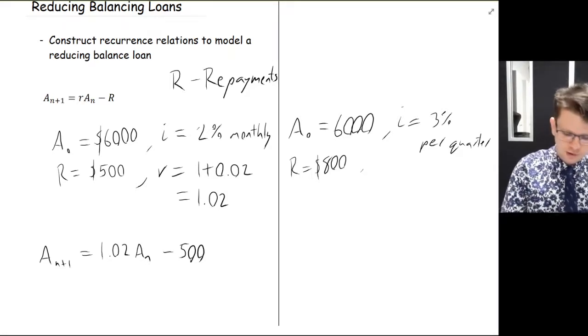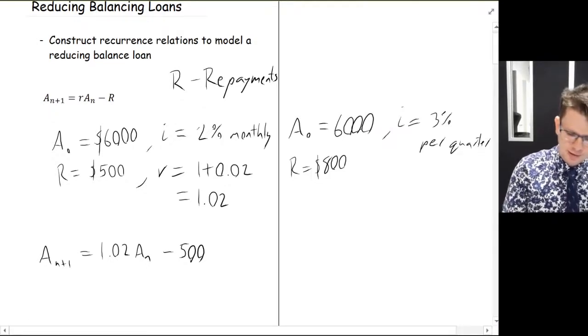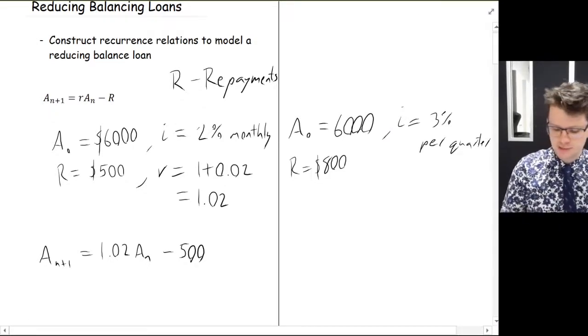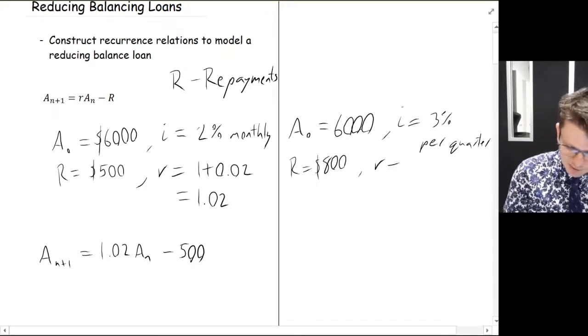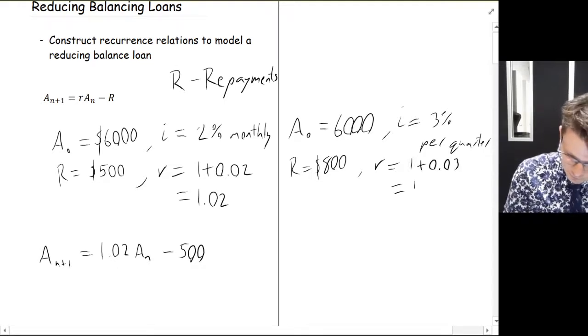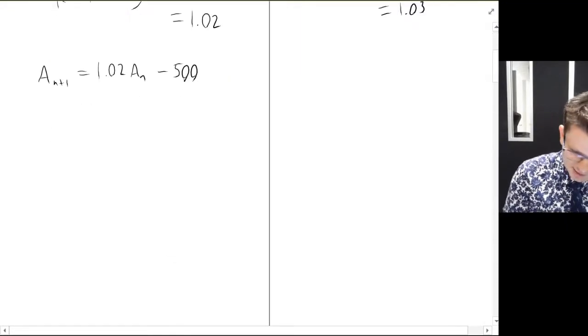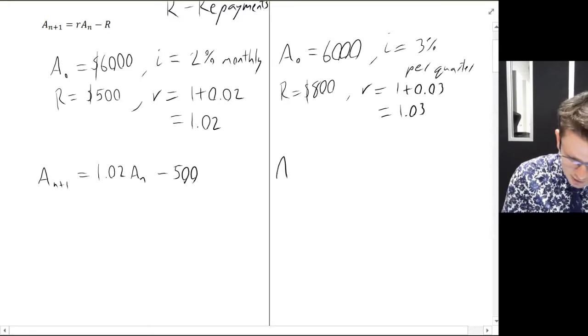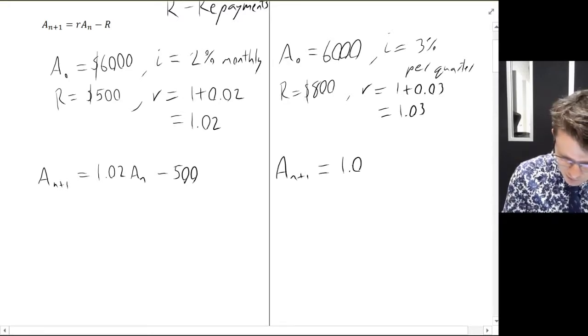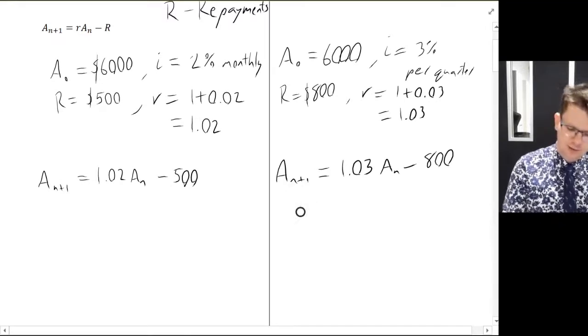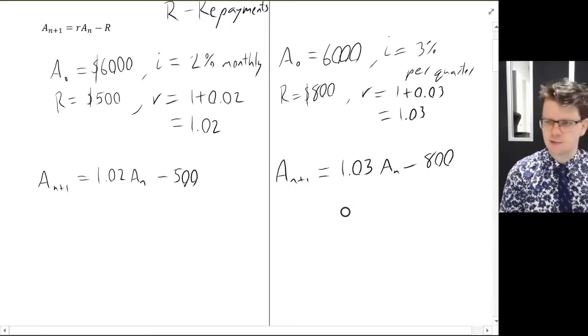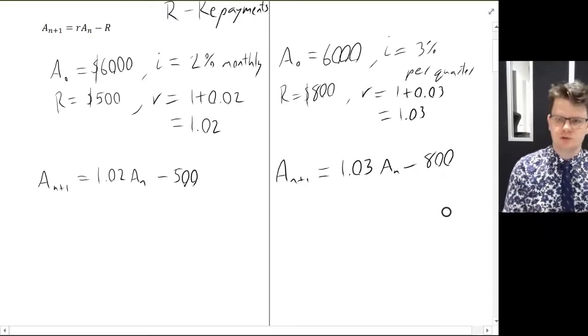Alright, so this is a quarter question, which means that everything is going to be thought of in quarters. So $6,000 in a quarter is going to be 3% bigger, but I'm going to take $800 away. First thing I need to work out, like always, is my R, which is always just 1 plus I. And since everything's already in quarters, I don't need to do any conversions. So A(n+1) is equal to 1.03 A(n) minus $800. Because how do I read it? The next value is going to be the previous value times 1.03 minus 800.